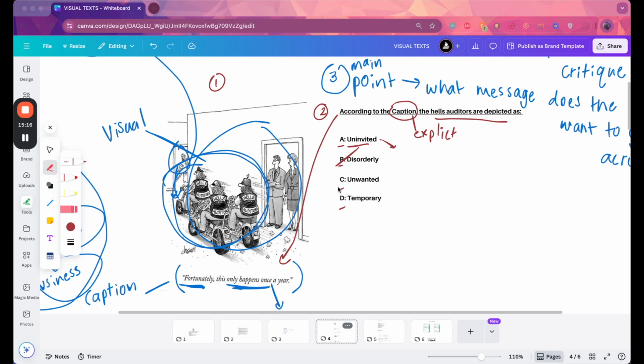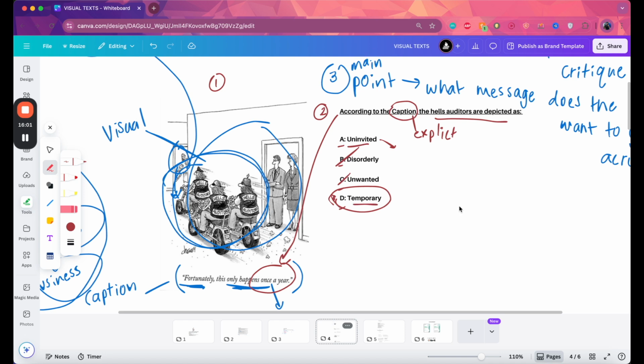Unwanted. Okay. Now, just looking at the caption, fortunately, this happens once a year. Because it's an explicit question, I cannot say that they're unwanted because the caption itself does not suggest that. It's more like I have to make a bit of an inference or a bit of a jump to decide that. So I cannot fully go with this. So I'm down to temporary and uninvited. Now, the caption says that this only happens once a year. Okay, so this happens on a temporary basis. And that's why I would choose option D as the correct answer.